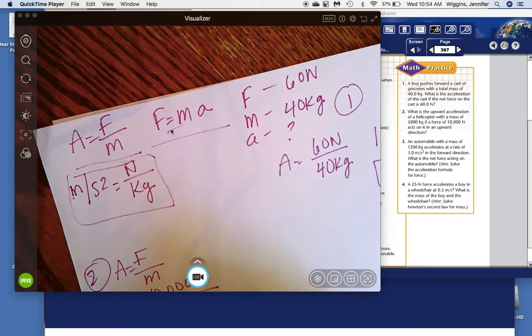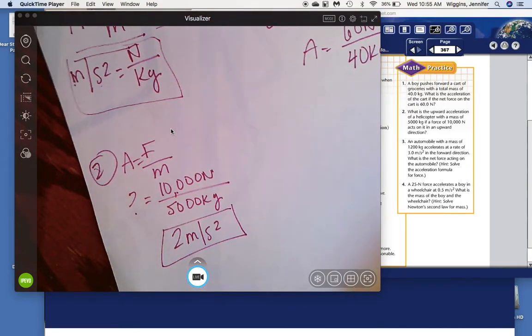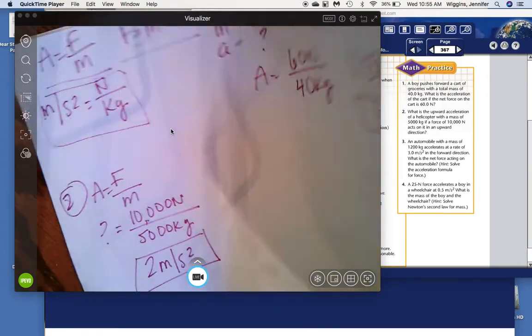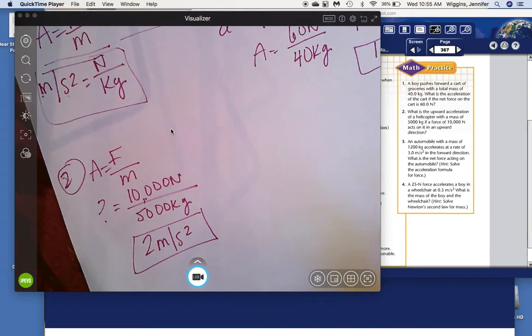So that would be what? 20? No. You'd think I know this, but let's just pretend that I'm just doing it for y'all. 2. Okay, so 2 meters per second squared. Don't tell anyone I just did that. So that would be 2 meters per second squared. That's number 2. Pretty simple, right?